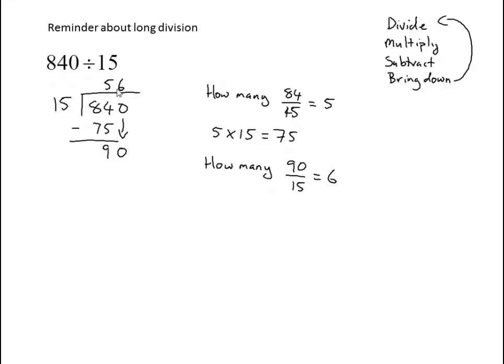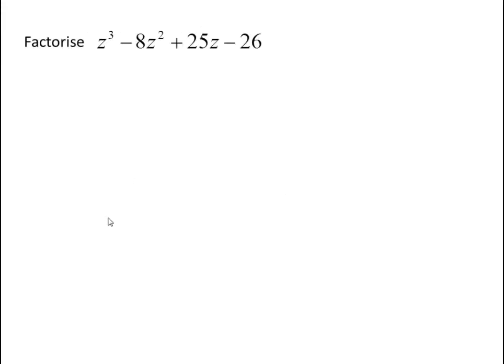So 6 goes on the top line. 6 times 15 is 90. I subtract, and I'm left with a remainder. This is what we call the remainder of 0. So the answer to how many 15s go into 840 is 56 with remainder 0. Now we're going to use that process when we're dealing with cubic polynomials.